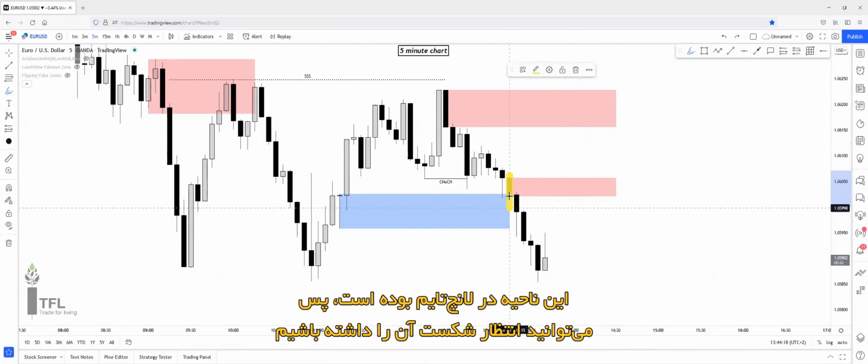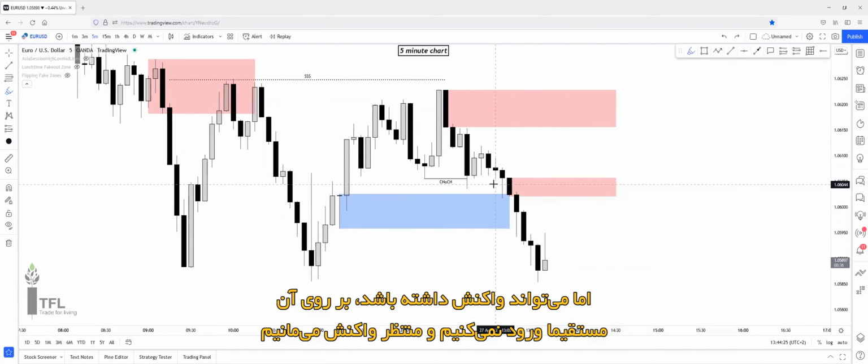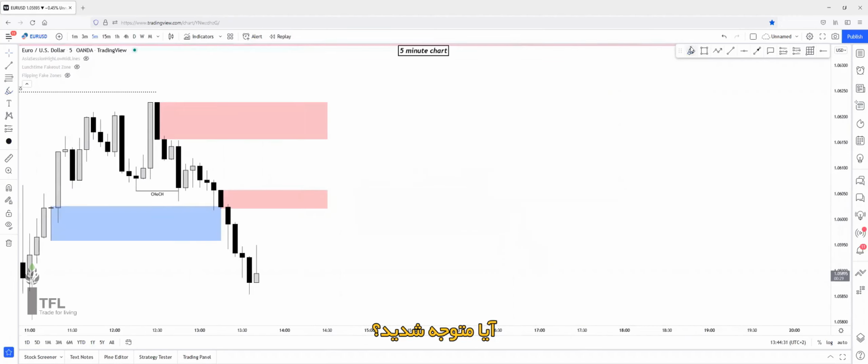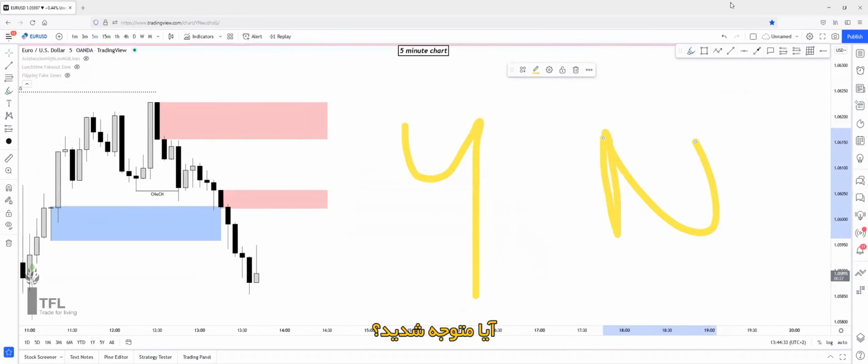And yeah, this is the lunchtime zone. This has been formed in the lunchtime zone, so we can expect a break of this, but we can also expect a reaction on this. We can't put a direct order on this supply zone, but we can expect a reaction on this zone. Okay. Understandable or not?